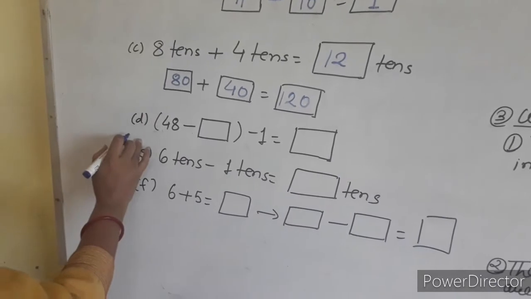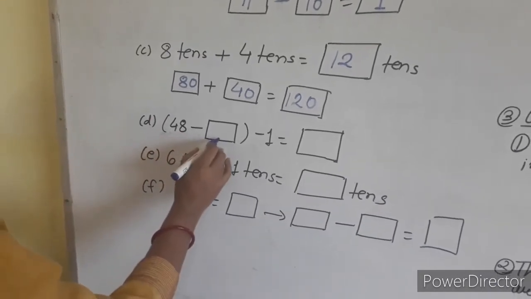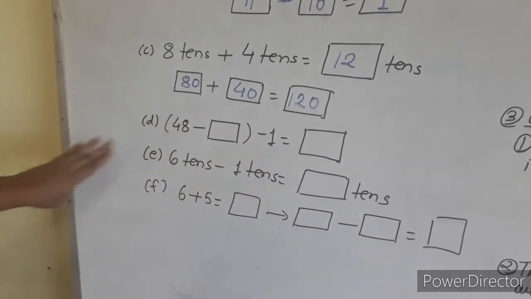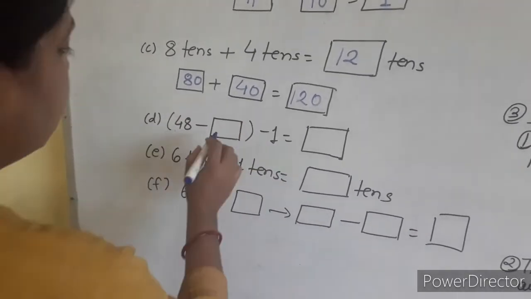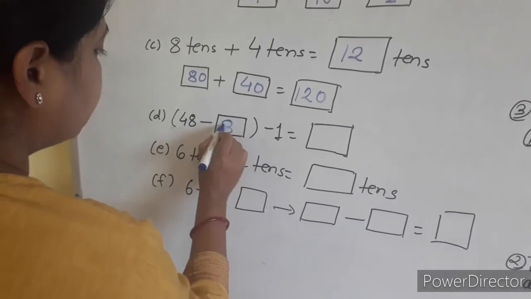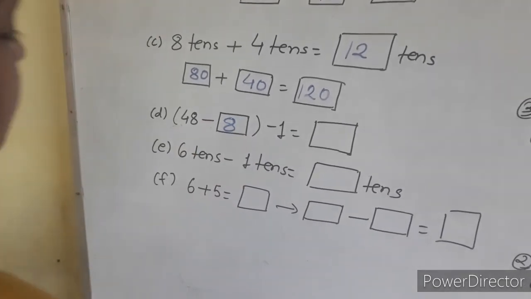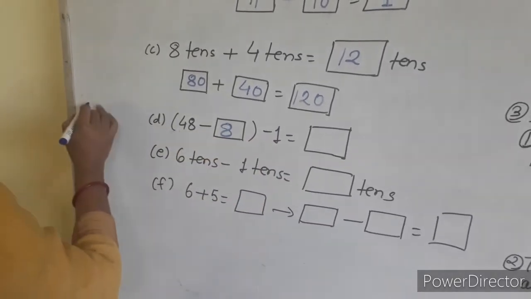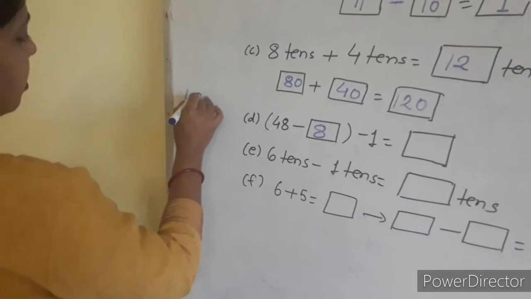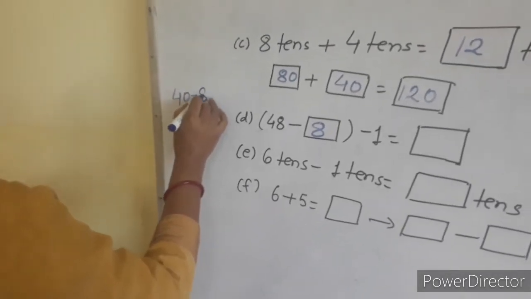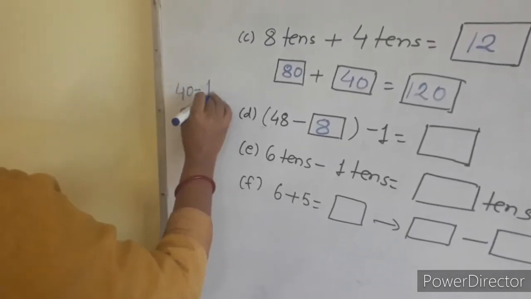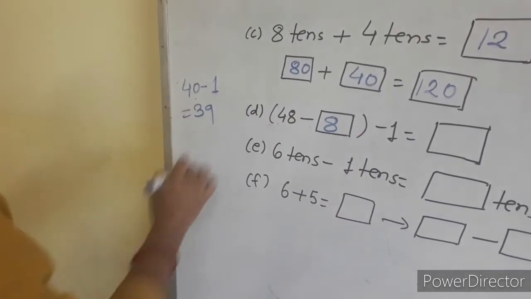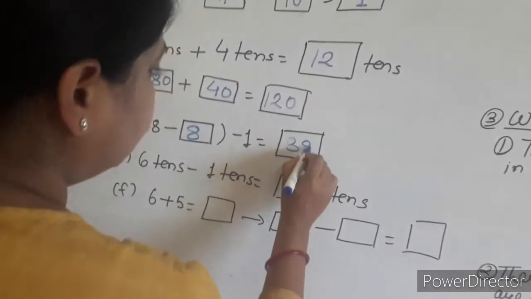Okay, again the question number D, 48 minus dash minus 1. What do you have to do? Just 48 minus 8, we can write here 8. Then minus 1. So 40, here you can do 40 minus 1. 48 minus 8 is equal to 40 and 40 minus 1 is equal to 39. Then you can write here 39.